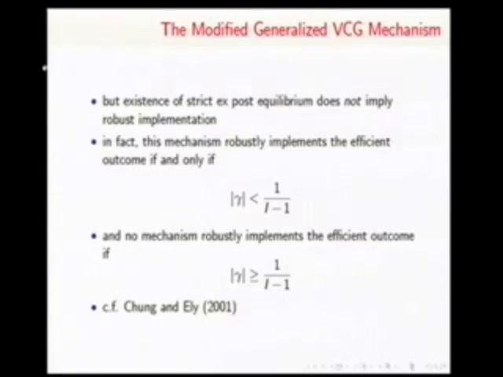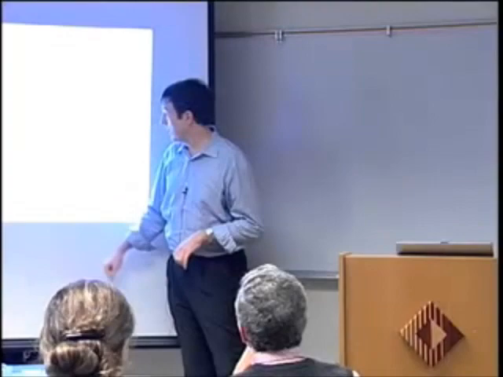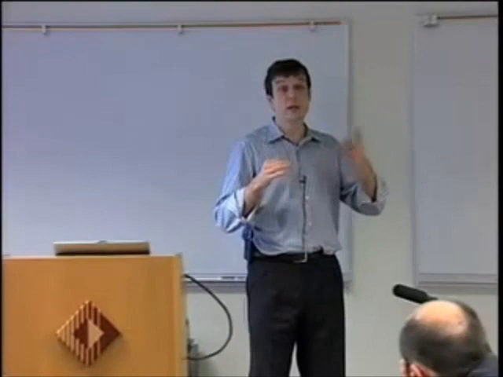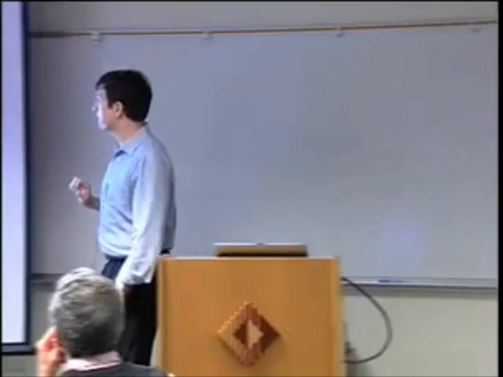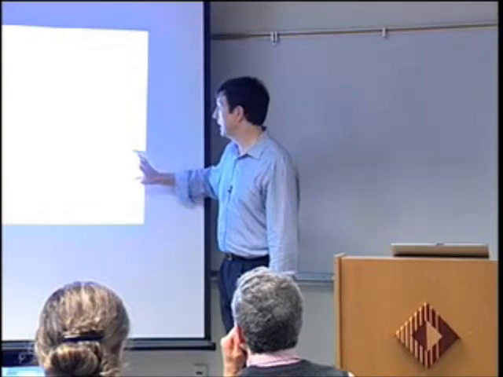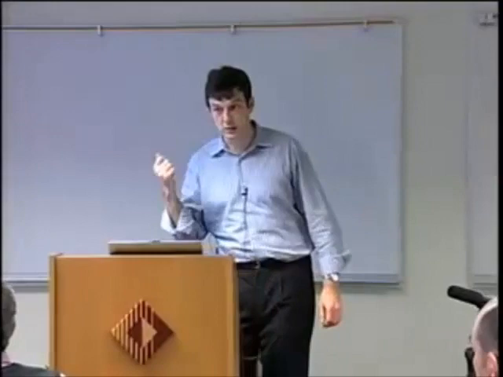And in fact, your comment earlier on using weak versus strict is paralleled in an earlier paper by Chung and Ely, where they look at the single unit auction and use weak elimination of weakly dominated strategies and basically obtain the same results for sufficiency. But because of using the weak elimination, they can't get necessary conditions, which we can. So that's one additional advantage.